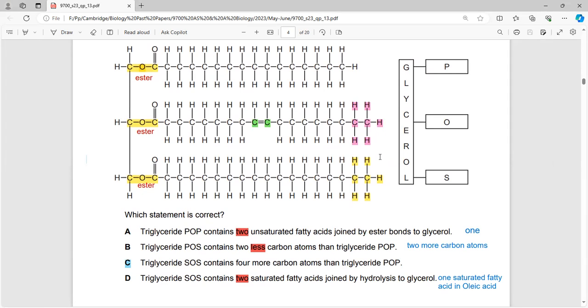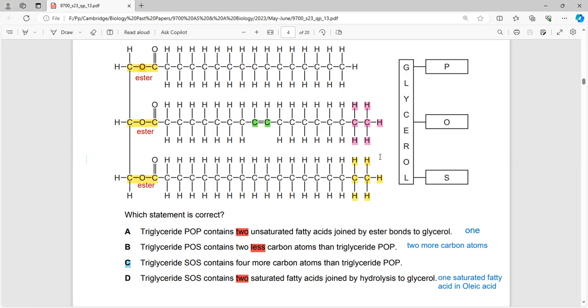Now, statement number 1, the triglyceride POP contains 2 unsaturated fatty acids joined by ester bond to the glycerol. So this word 2 is wrong here. You can see that in oleic acid, 1 double bond is present. So it's only 1 fatty acid chain, the oleic acid, which contains a double bond. So this is unsaturated. What about the other 2? We have the palmitic acids. If there are two palmitic acids and only one oleic acid, this is only one unsaturated chain. So that's why this word 2 is wrong here.